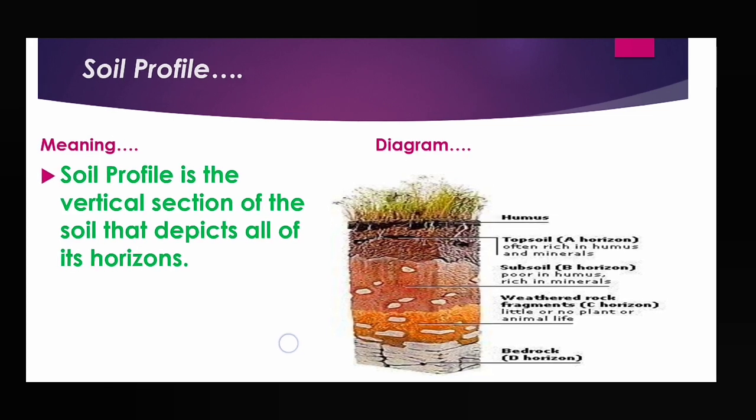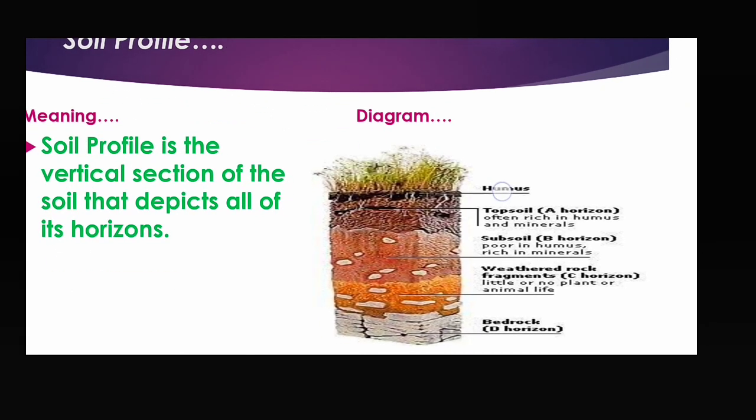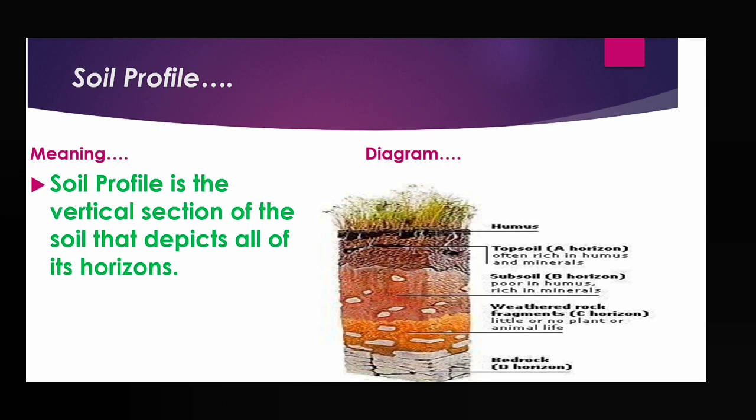So soil profile means just to study about soil. We are cutting the soil vertically and then we are studying about it: how many horizons are there, whether it is mature or immature, what type of nutrients are there, whether the humus amount is sufficient or not, etc. We are trying to find that out. That's why the soil profile is very important. Clear? So soil profile is nothing but the vertical section of the soil. We just cut the soil vertically to study about the soil, that is the soil profile.